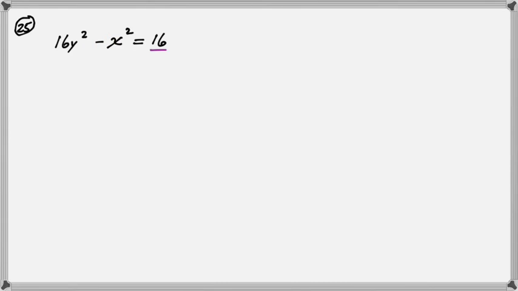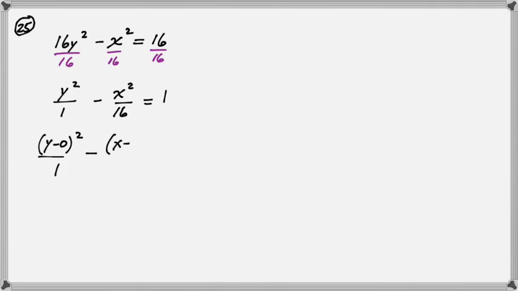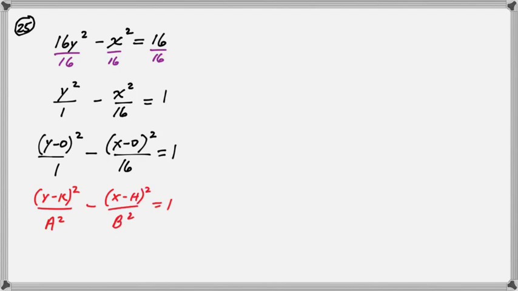I would have to make this equal 1. How would you do that? I would divide every term by 16. That makes it into y squared over 1 minus x squared over 16 equals 1. In general, y could be y minus 0. X could be x minus 0. And the form in general is y minus k quantity squared over a squared minus x minus h quantity squared over b squared equals 1.